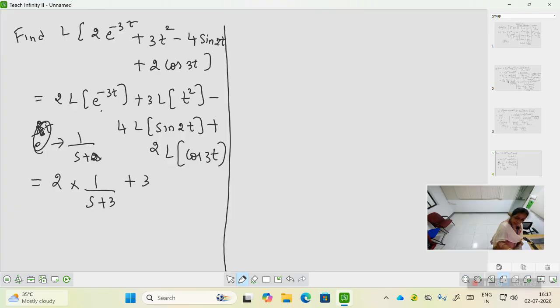Next plus 3 into t power n formula. So I'll get n factorial divided by s power n plus 1. So I'll get s cube. Okay. So 3 into 2 factorial by s cube.